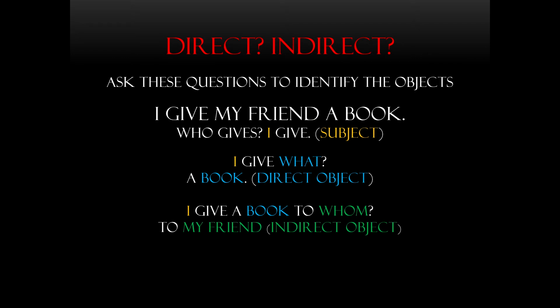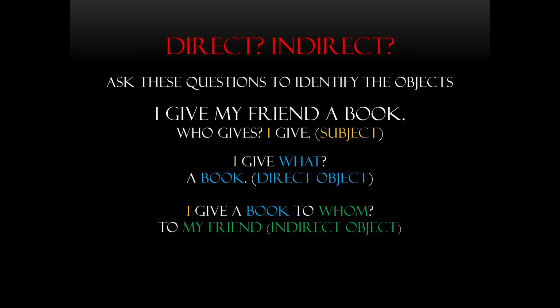So how do you decide which object after a verb is the indirect and the direct object? These are the questions you ask to decide which noun or pronoun is the subject, direct, and indirect object. I give my friend a book, so you figure out the verb, which you have to be able to do, or else this won't work at all. Give. So who gives? I give. That's the subject.